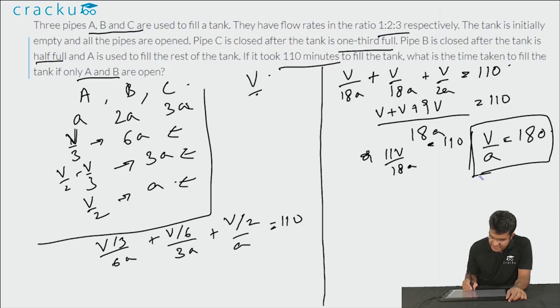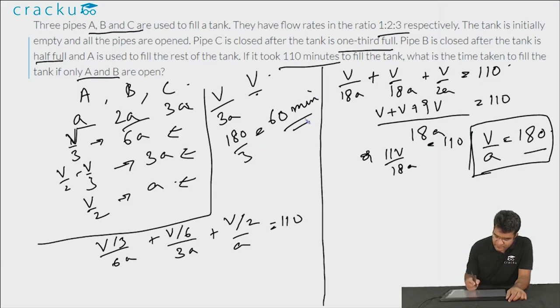Now once you get that, we are required to find out the time taken if only pipes A and B are used. Pipe A has A and pipe B has 2A. So the total flow rate will be 3A and the total time taken will be V by 3A. We know that V by A is equal to 180. Therefore, V by 3A will be 180 by 3, which is equal to 60 minutes. Therefore, the answer in this case is 60 minutes.